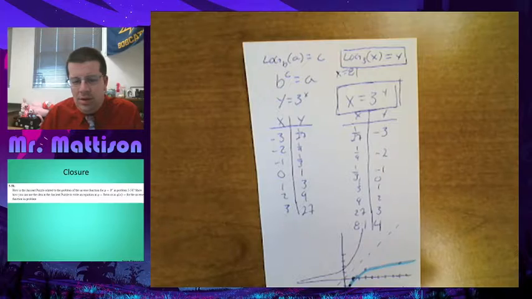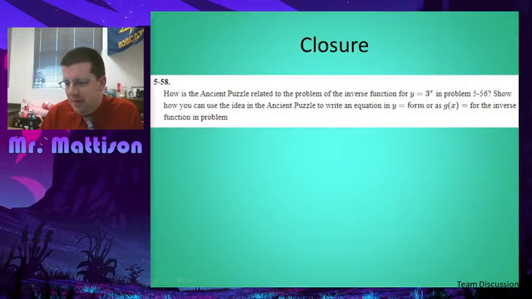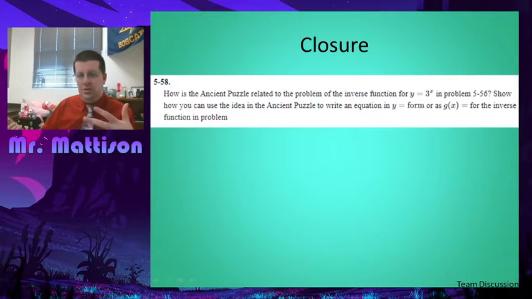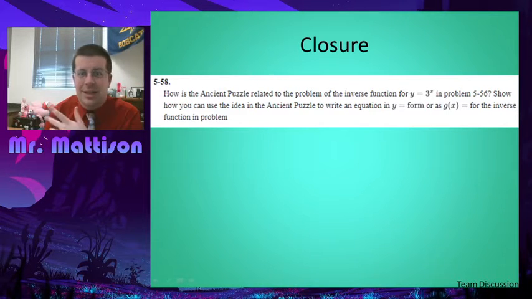So that is our main crux today, just our introduction to these logarithms and how they work as the inverses of exponentials.